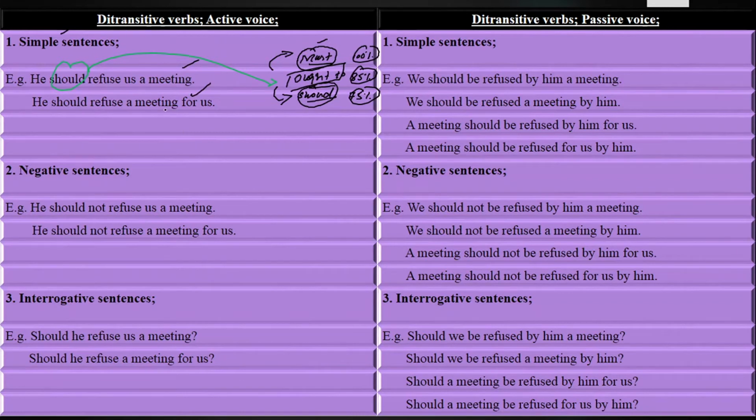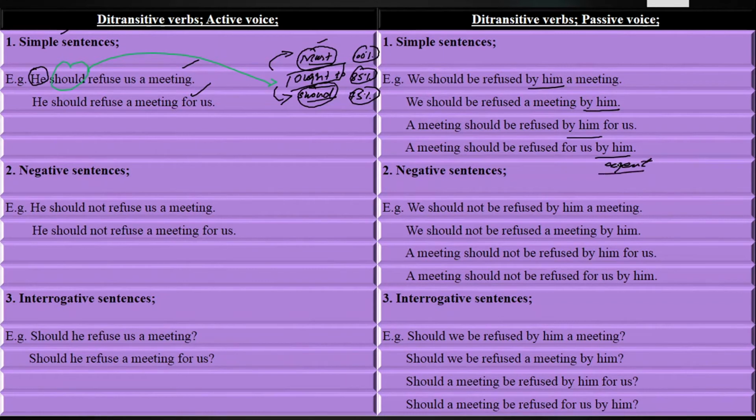Now we have two ways to change them into active voice and passive voice, and we have the 4 rules. Before changing it, when you bring he in the place of the object, you make it by him. So by him here will not be called object, it will be called agent.